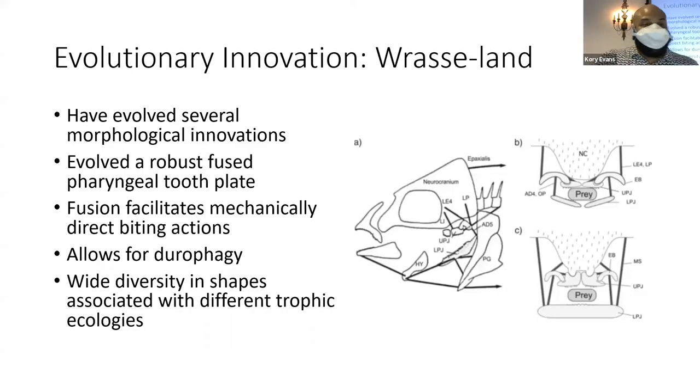Wrasses are packed full of innovations. One of their more famous innovations is called pharyngognathy, where these fishes have evolved sets of jaws in their throat, which fuse together into a very robust plate that allows them to crush hard prey. So these animals have a second set of jaws, like aliens. They'll swim up, ingest a snail, then crush it in their throat and swallow. This is a really impressive and interesting innovation.